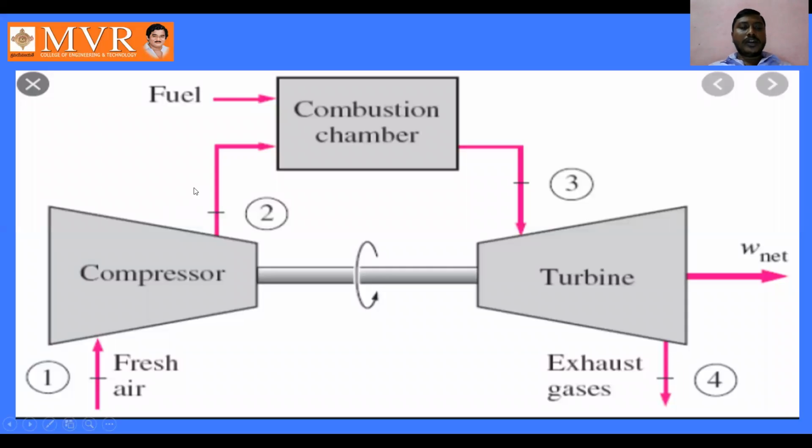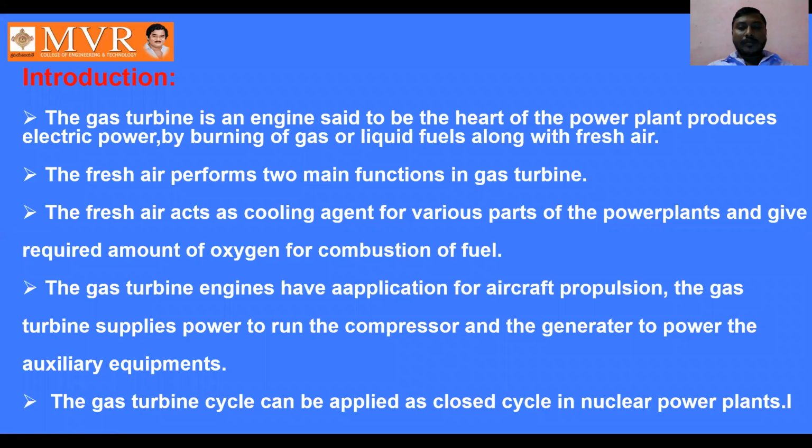See, I have explained here in the diagram itself how the air enters into the compressor, and how the air is compressed here, and how it gives the high pressure, high temperature air to the combustion chamber. And here in the combustion chamber, how we are going to supply the fuel, and how we are going to generate the power output, electric power output.